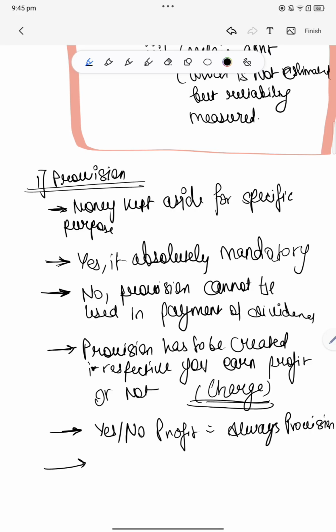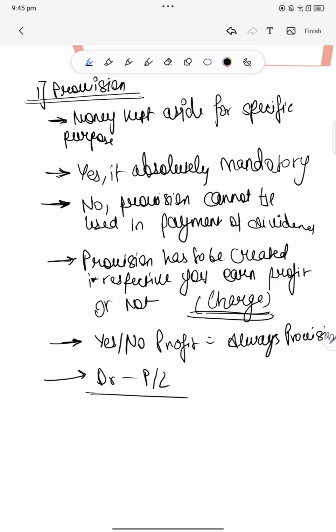If profit may occur, then it's well and good. And even if profit doesn't occur, we don't care. That means it is not dependent on profit. That means it is calculated before we determine profit. So it is debited to P&L account. That means provisions are created by debiting P&L account.